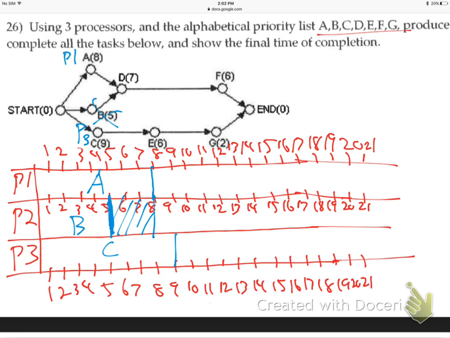Now at 8 hours, both these guys are in the office. And job A is now done. A and B are both done. Now, they're both in the office at the same time.